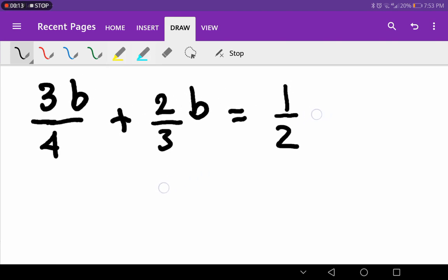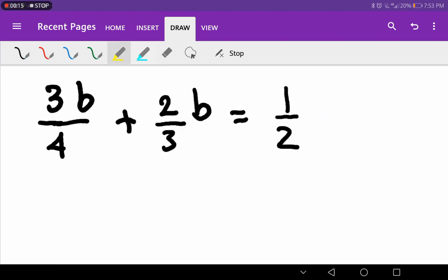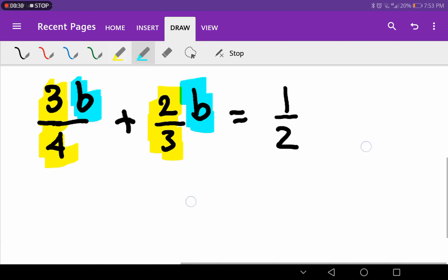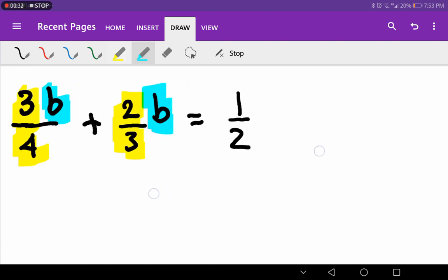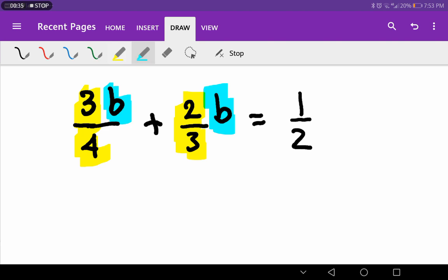This is Khair math teacher, and today we have a fast revision for solving equations or multi-step equations. If we have this situation, my dear students, we have two fractions, and the two fractions have a letter B, or a variable B. That means we have to combine. How can we combine those two fractions, as we learned in grade 4?